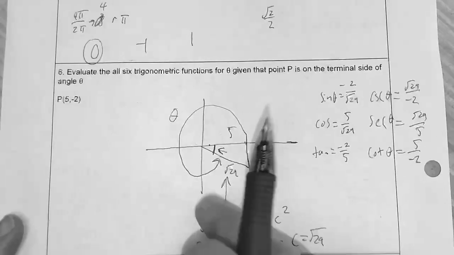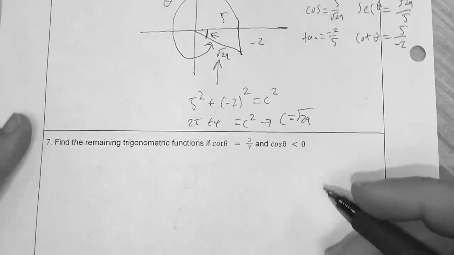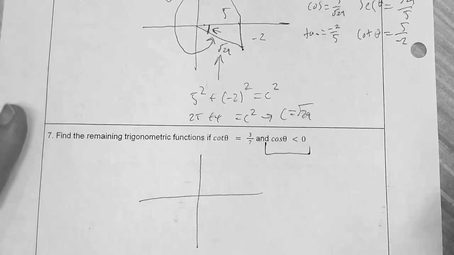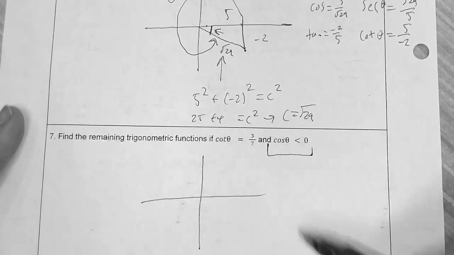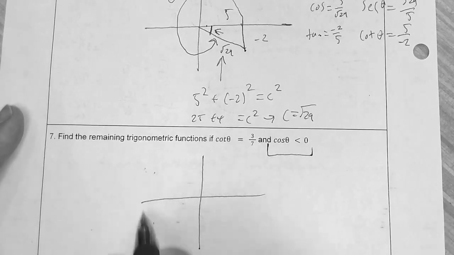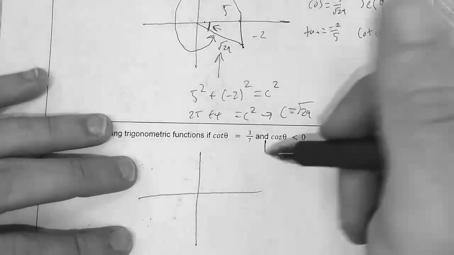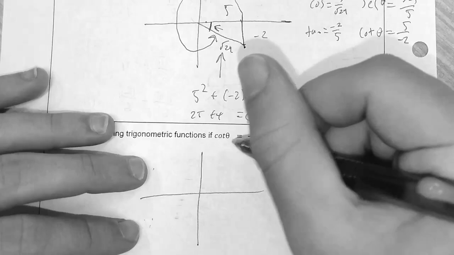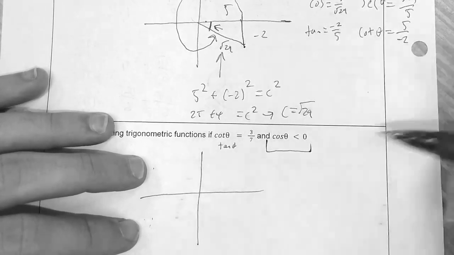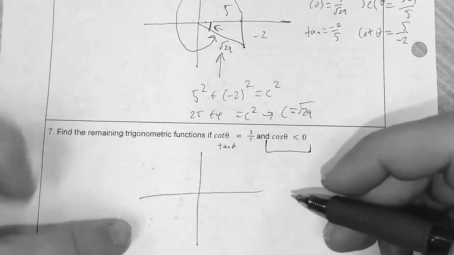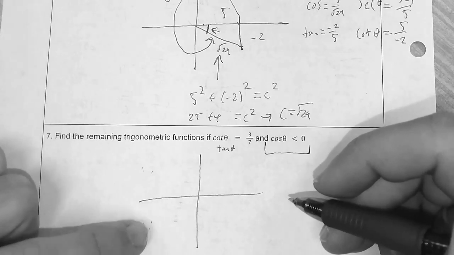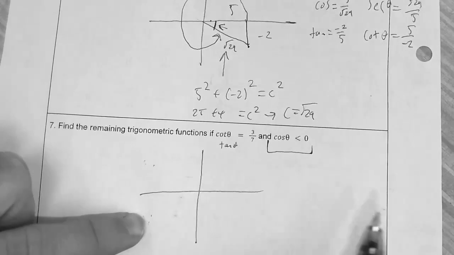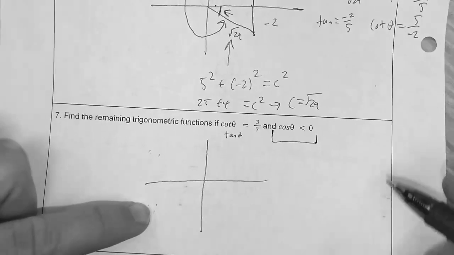It's really similar to this one, except you kind of have to figure out where the point is. You're going to draw your axes, and then ask yourself, cosine is negative, so in which quadrants is cosine negative? These 2 quadrants. But cotangent is positive, which is the same as tangent being positive. If tangent's positive, that only happens down here because both values are negative. That's how you get the positive tangent. So I must be in quadrant 3.